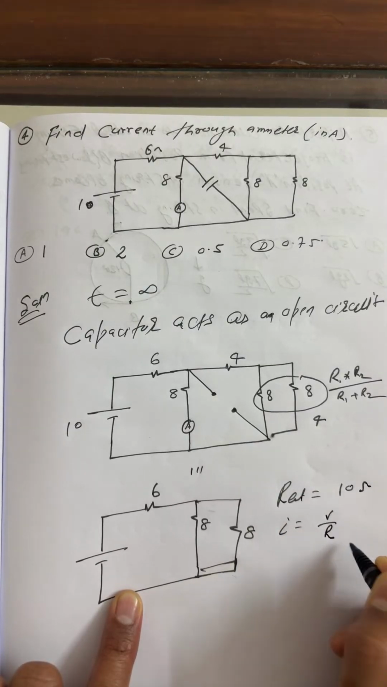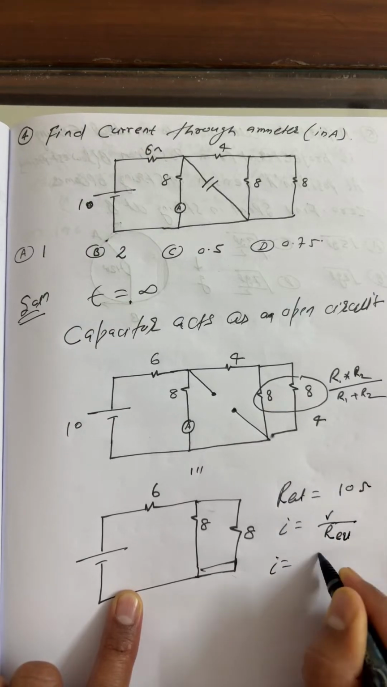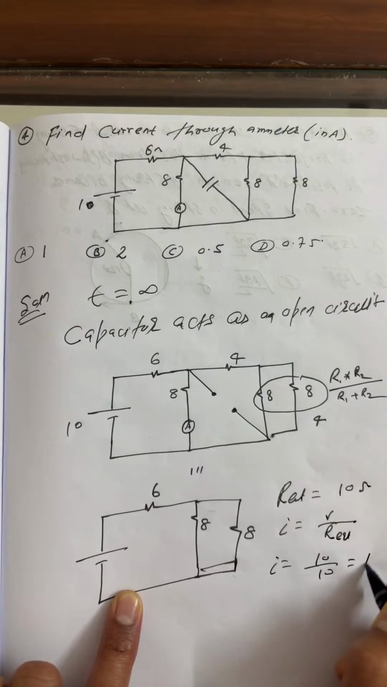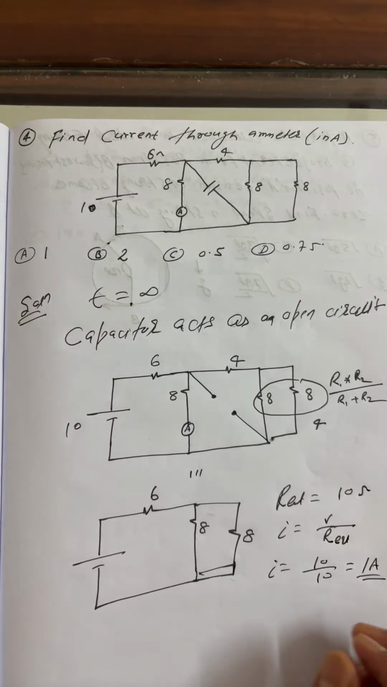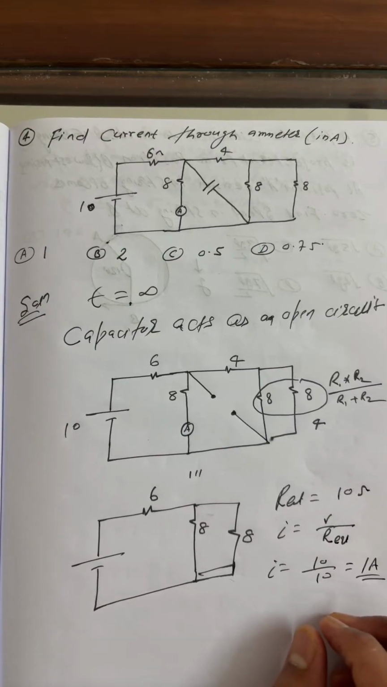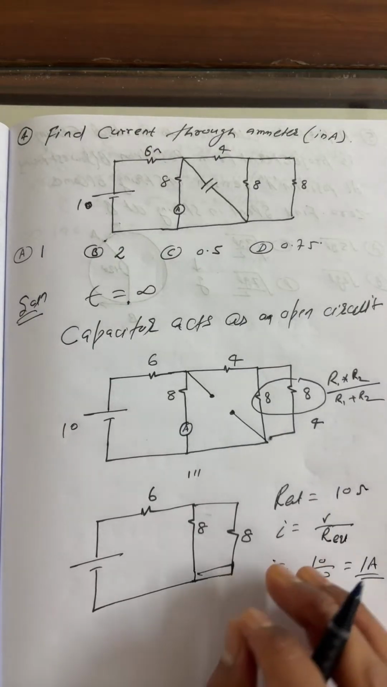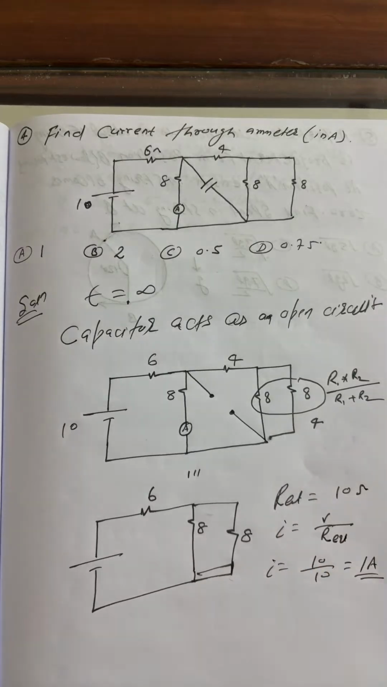So what is I? I is V upon R equivalent. V is 10, upon 10, which is 1 ampere. But you can't answer 1 ampere; it's a wrong answer. Oh, 11th class. Okay, then just wait for the 11th class concept.